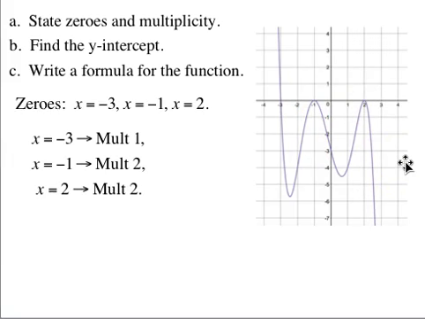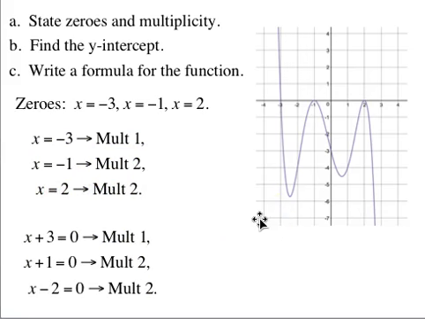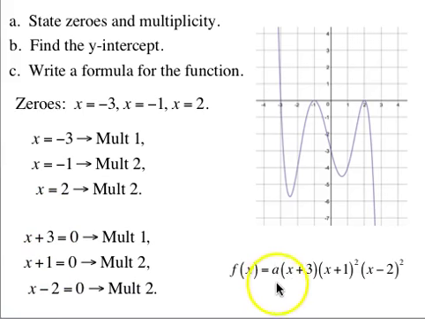So how do we make sense of that? If x equals -3, that means x plus 3 is 0, multiplicity 1. x equals -1, x plus 1 is 0, multiplicity 2. x minus 2 is 0, multiplicity 2. What do I mean by that? We'll get x plus 3 to the first power, x plus 1 to the second power, x minus 2 to the second power, with some multiplier in front. The y-intercept will help us find that multiplier.